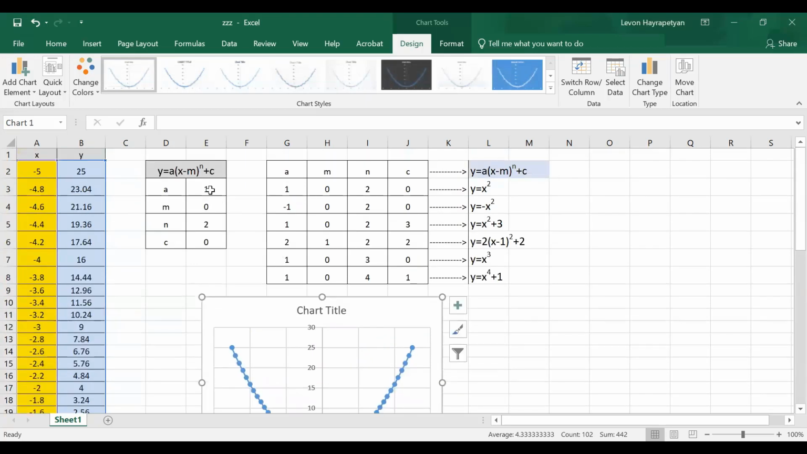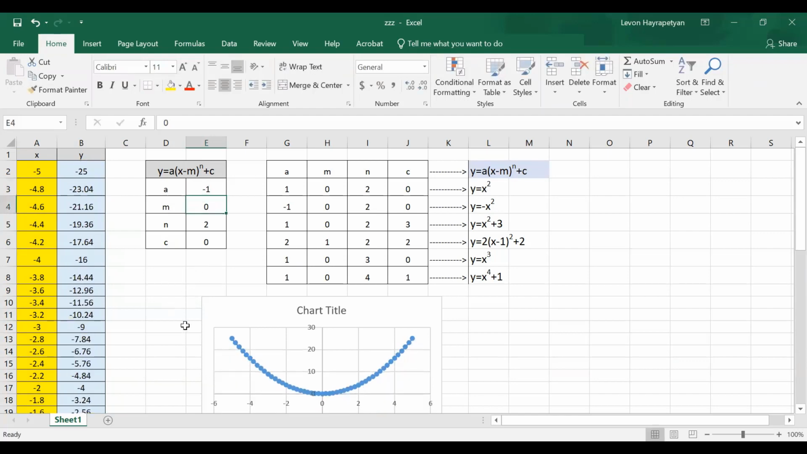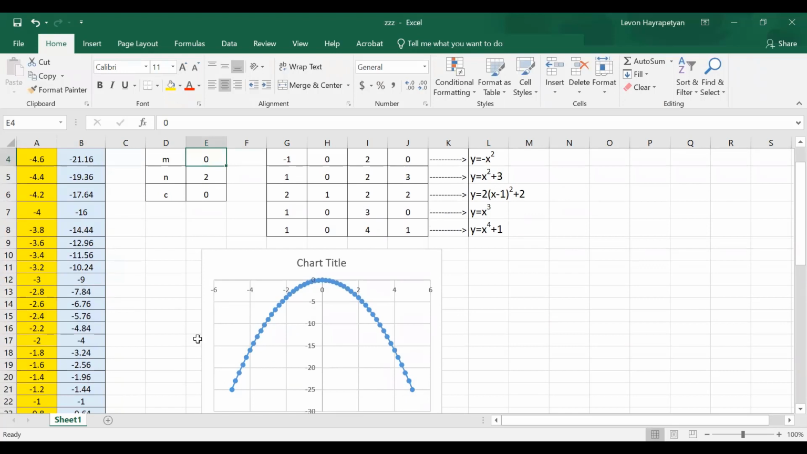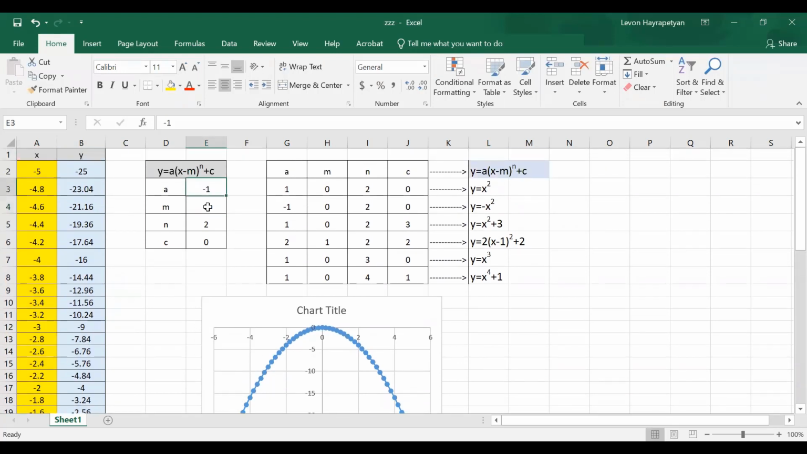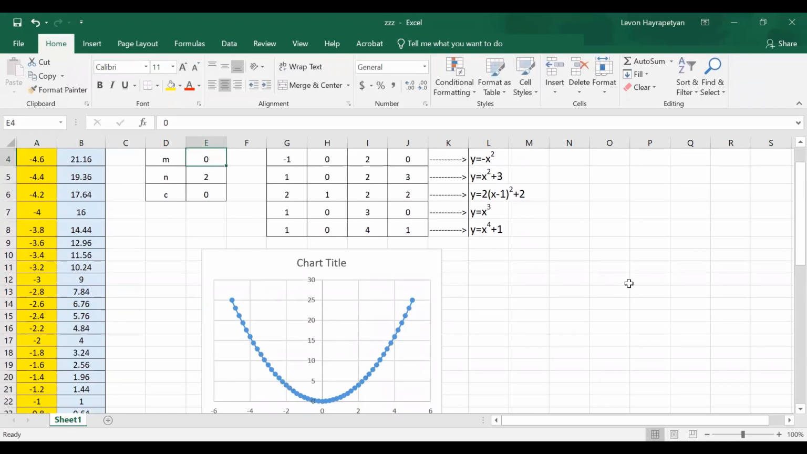Now, what happens if I change this 1 to negative 1? So the sign of this coefficient A defines the direction of the parabola. When A is positive, the parabola opens up. When it's negative, it opens down. So see what happens. Now this is the graph of y equals negative x squared. Let's go back to original x squared and play with this graph.